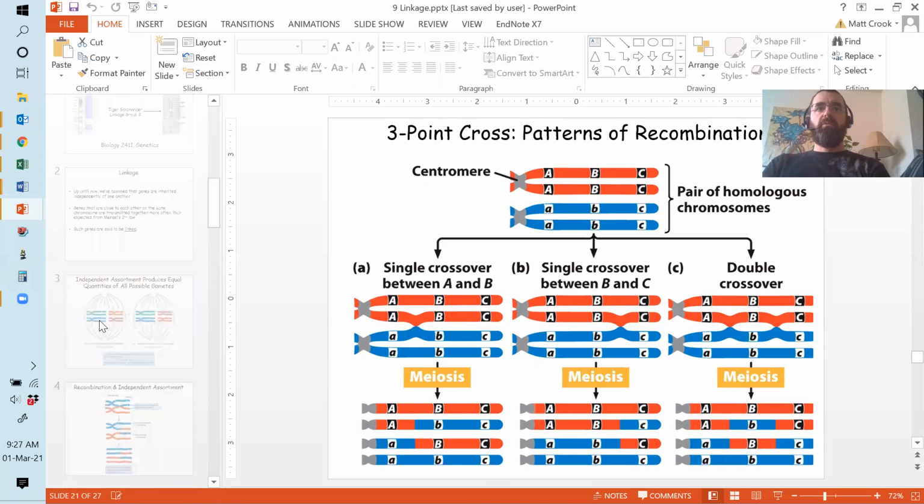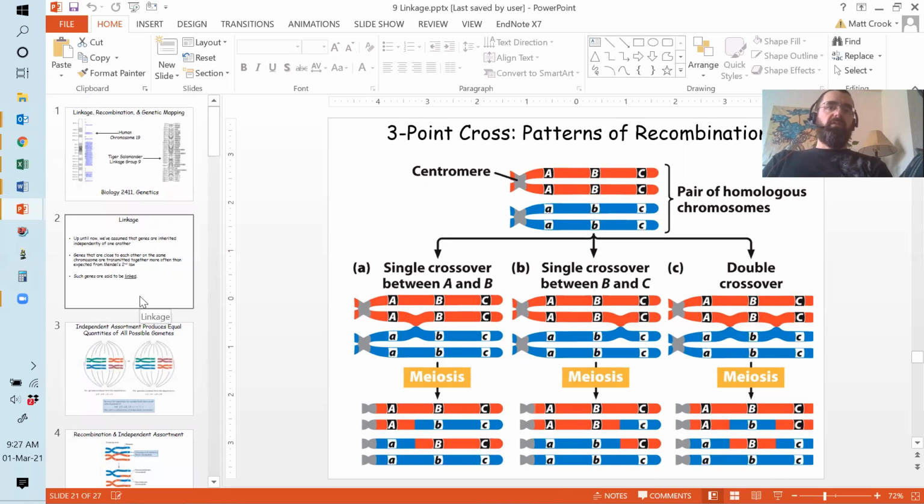Okay, so what I want to do over the last 20 minutes or so, other than listen to my puppy trying to chew his way through the back door, is I want to talk about linkage.